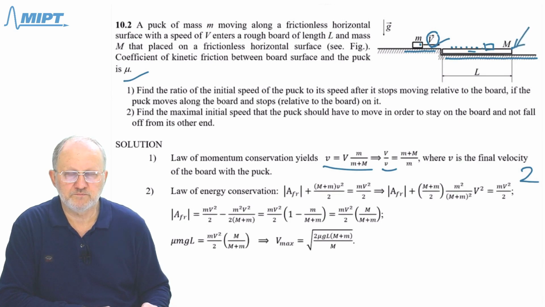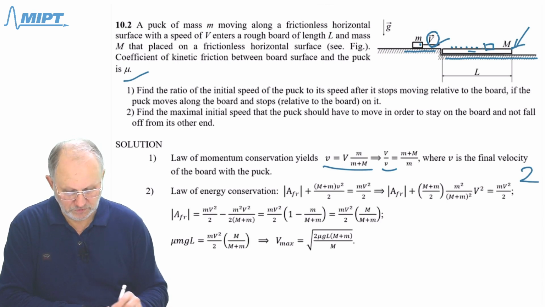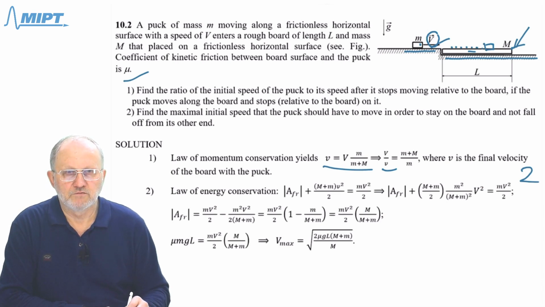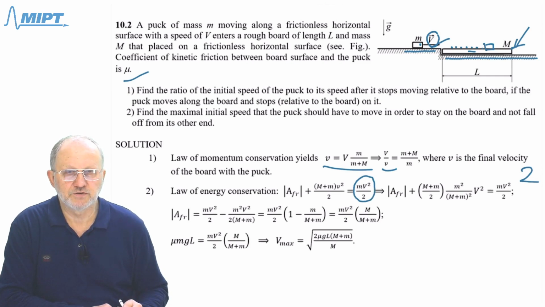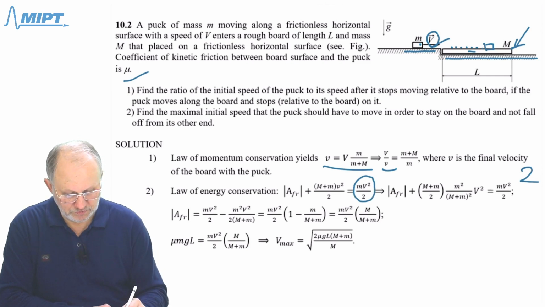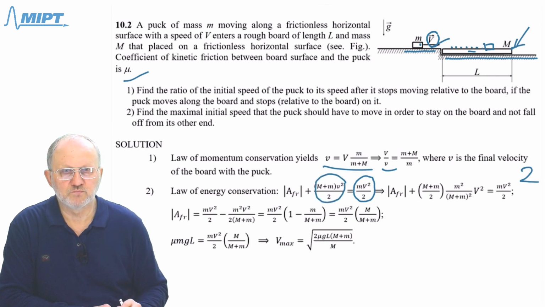To solve this problem, it's possible to use the kinematic considerations based on the second Newton's law, but the solution based on conservation laws seems to be more simple. So we use the law of energy conservation, which in this particular case reads: the initial energy of the puck, this is the kinetic energy of the puck, should be equal to the final energy of the puck together with the board plus the work done by the forces of friction.